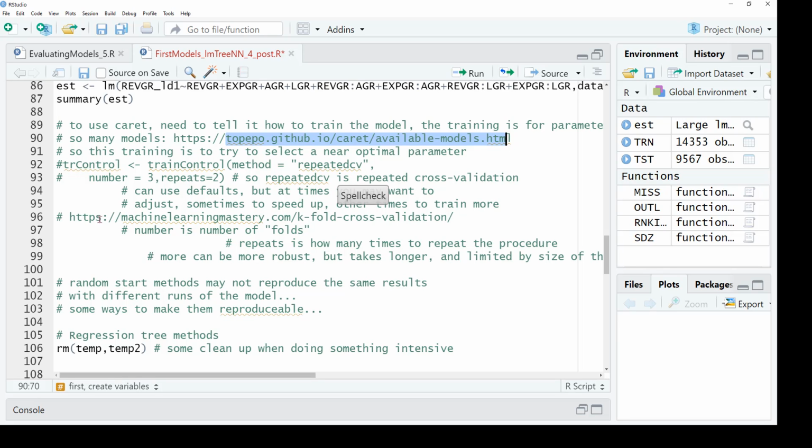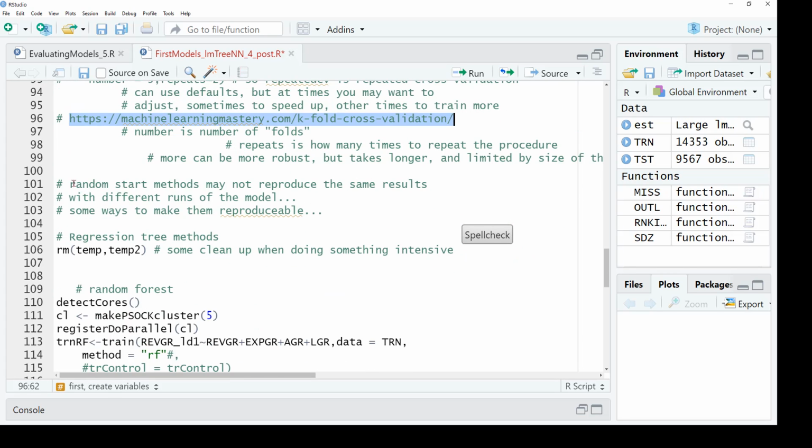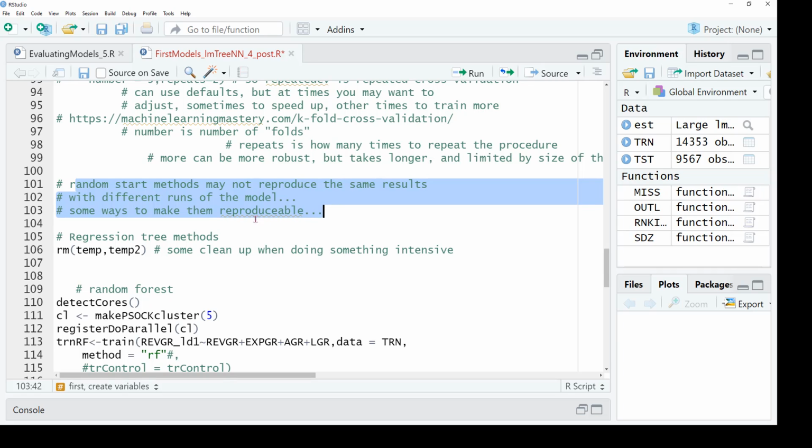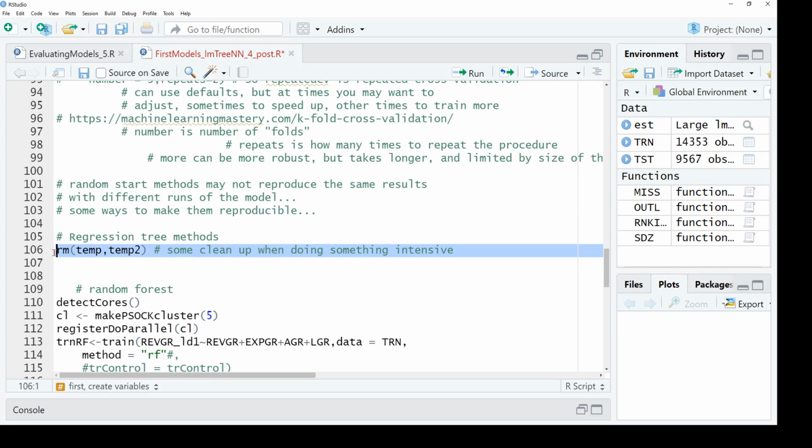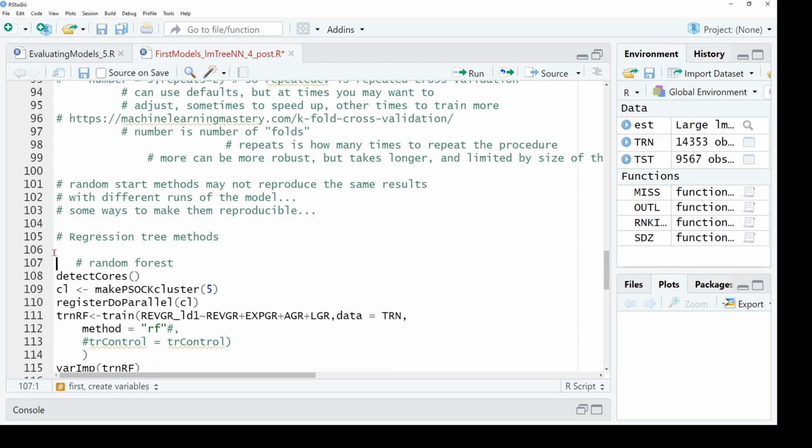So again, we can look at these things. I listed another website that talks about one of the training methods that you can read about and try to understand why we choose certain methods of training the data. There are lots of things you can fine tune here. But anyway, I wanted to remind you about these random start methods. If you haven't set the seed, then it can be totally different when I run it versus when you run it. And I already showed you removing temp and temp2, so we won't do that now.